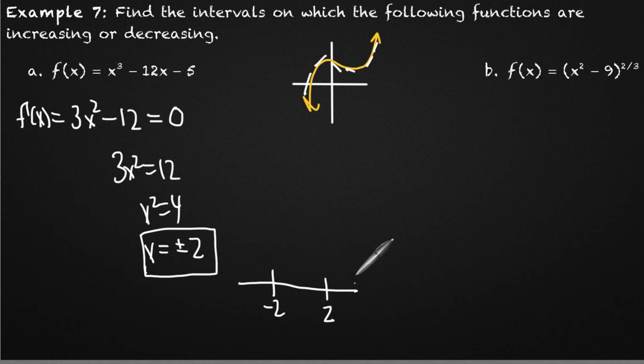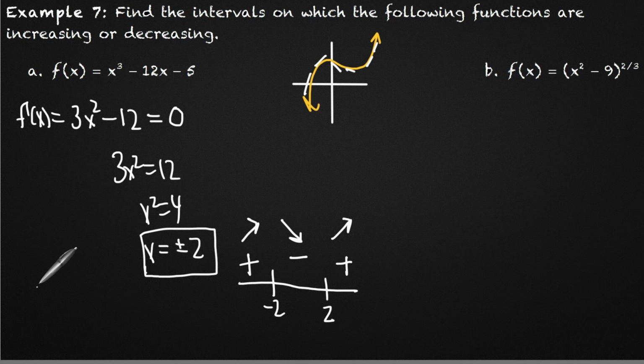So I'm going to plug in a number bigger than 2, like 5. Well, 5 squared is 25 times 3 is 75 minus 12. That's a positive number. It's not important to actually get the number, we just need to know if it's positive or negative. I'm going to plug in 0. Plugging 0 into the derivative, I get negative 12. Well, that's negative. And if I plug in something smaller than negative 2, I'm also going to get a positive number. So that means the function is increasing, and then decreasing, and then increasing.